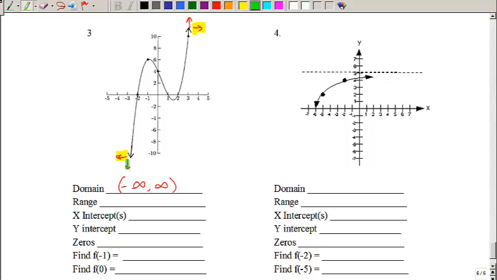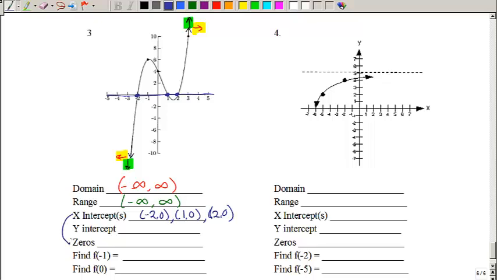Similarly, for my range, I have a down forever and an up forever arrow. So my range is going to be -infinity to positive infinity. For the x-intercepts, and we may have several of these, in this case we do, my graph crosses the x-axis at three places: (-2, 0), (1, 0), and (2, 0). You just list all three of those intercepts.